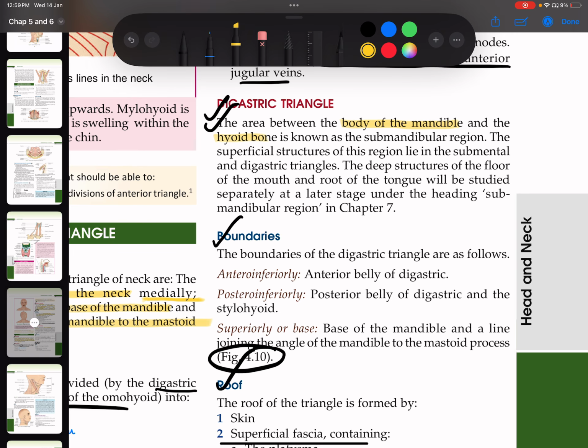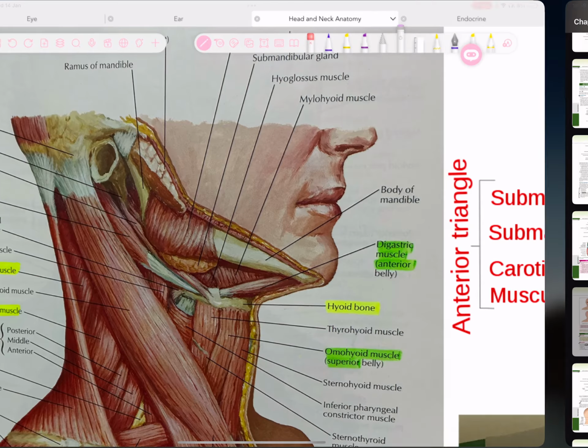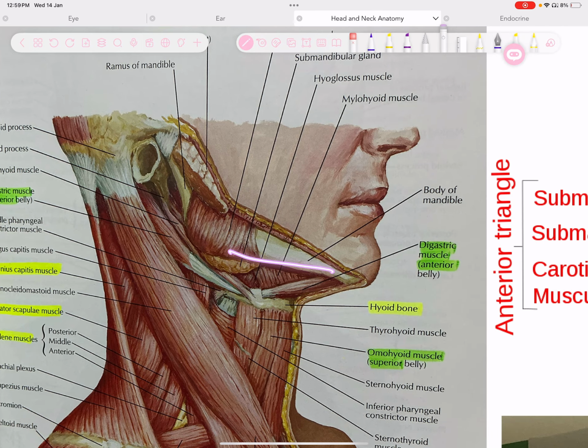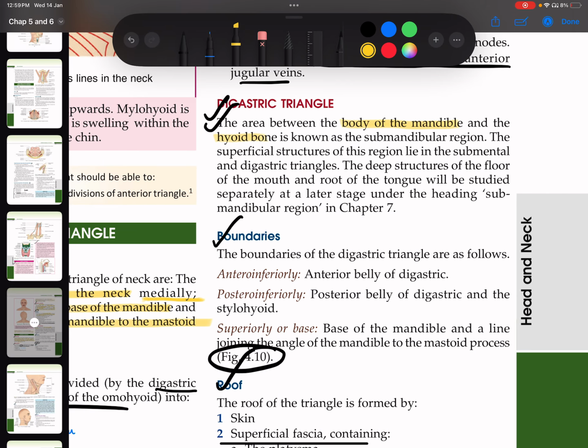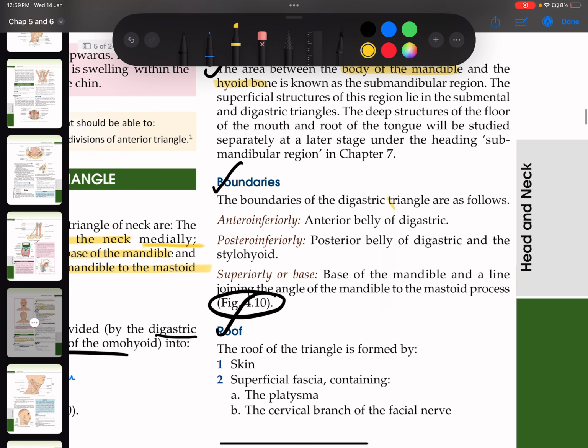Boundaries of the digastric triangle. The area between the body of the mandible and the hyoid is known as the submandibular region. So between the body and the hyoid, that's the submandibular region. The superficial structures of the region lie in the submental and digastric triangles. The deep structures of the floor of the mouth and root of the tongue will be studied separately. The boundaries of the digastric triangle are as follows.